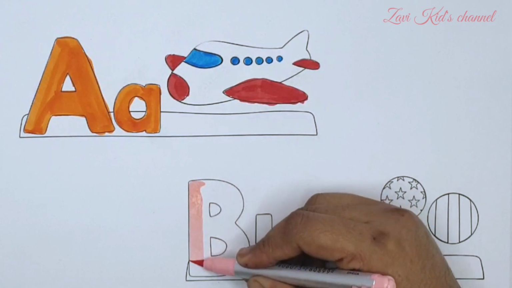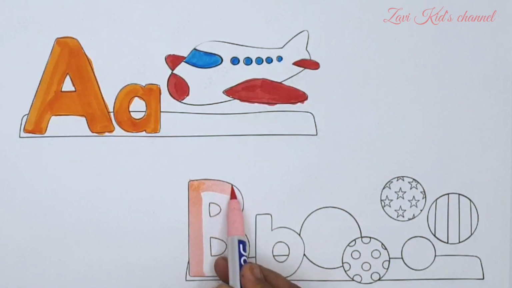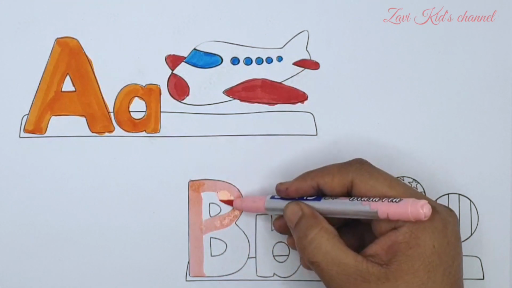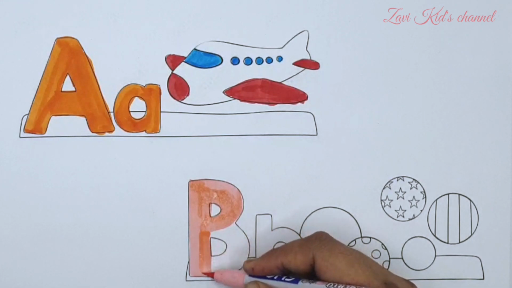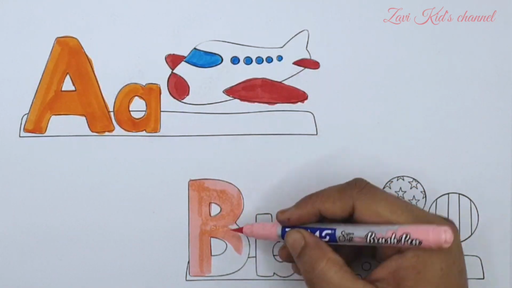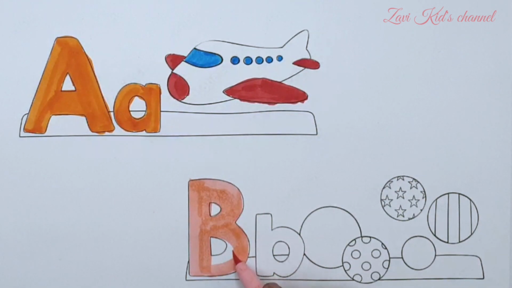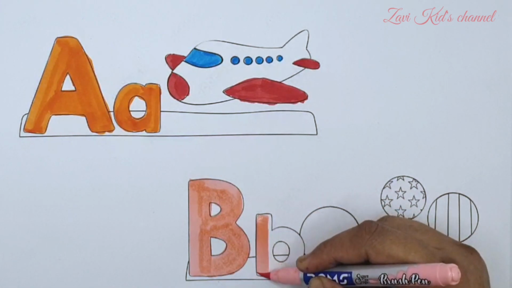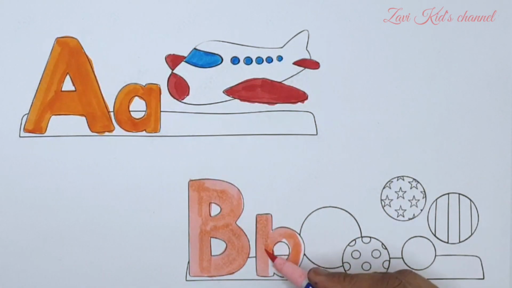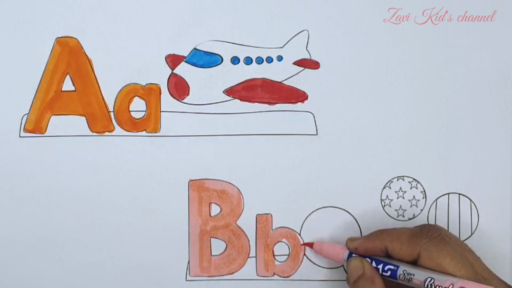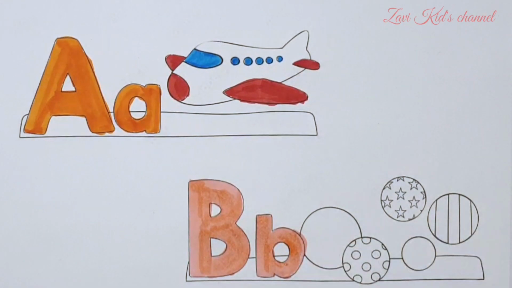B. Here we use pink color. B. This is capital letter B. B for ball. This is small letter B. B. B for ball.